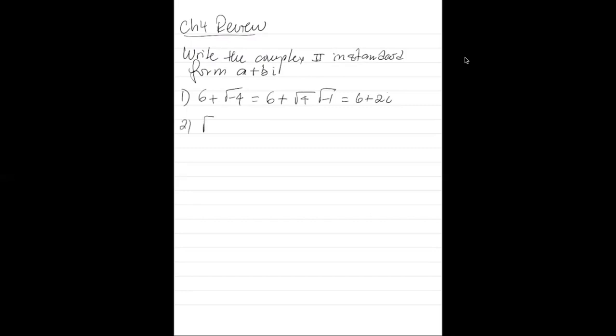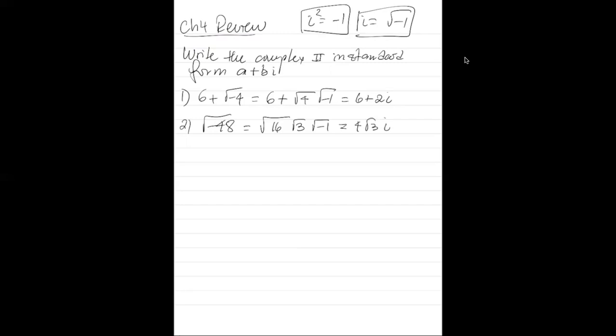Number 2, square root of negative 48. We can write it as square root of 16, square root of 3, and square root of negative 1. We know square root of negative 1 is i, so this is very important. And also, i squared is negative 1. So let's write this one more time here. First, i squared is negative 1. That's how we created it, so these two are equivalent. Back to our problem, 4 root 3i. It is in standard form with a, the real part, being 0.